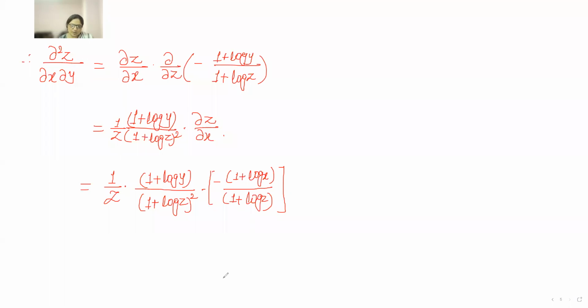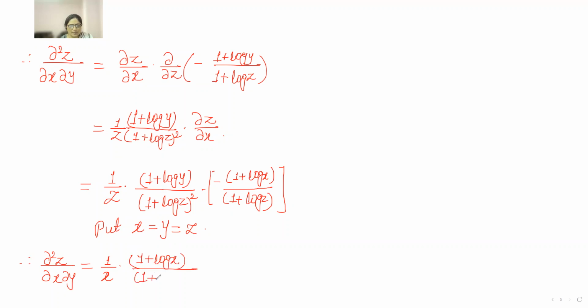Next, multiply these two terms by putting x = y = z as per the given condition. Therefore, ∂²z/∂x∂y is equal to, now put the value of z and y as x. So it is 1 upon x into (1 + log x) divided by (1 + log x) whole squared into −(1 + log x) divided by (1 + log x).